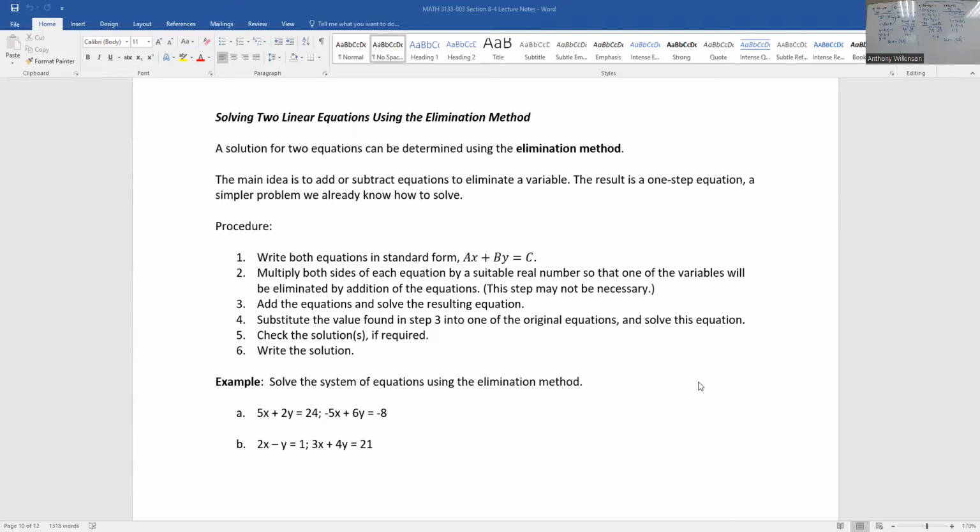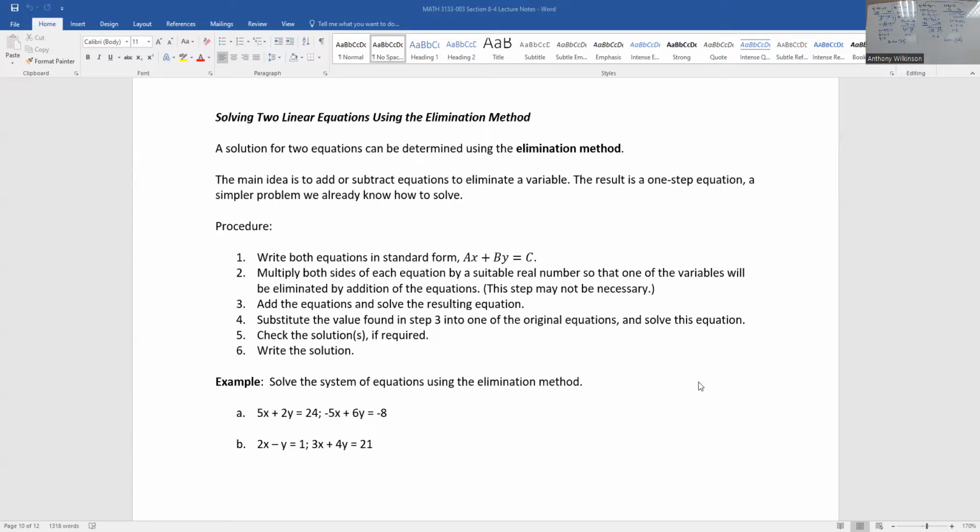All right, so the first thing you want to do is make sure that both equations are in standard form. And of course, standard form is always ax plus by equals c, meaning the x and the y are on the left side, and the constant term is on the right side of the equal sign. Now, the second step might not be necessary, but if it is, you may have to multiply both sides of the equation by a suitable real number so that one of those variables will be eliminated by adding the equations.